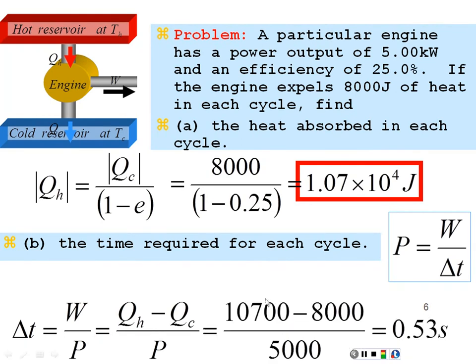So we have 10,700 joules minus 8,000 joules over 5,000 watts, joules per second, and that gives us seconds. 0.53 seconds. So the time for each cycle is approximately half a second.